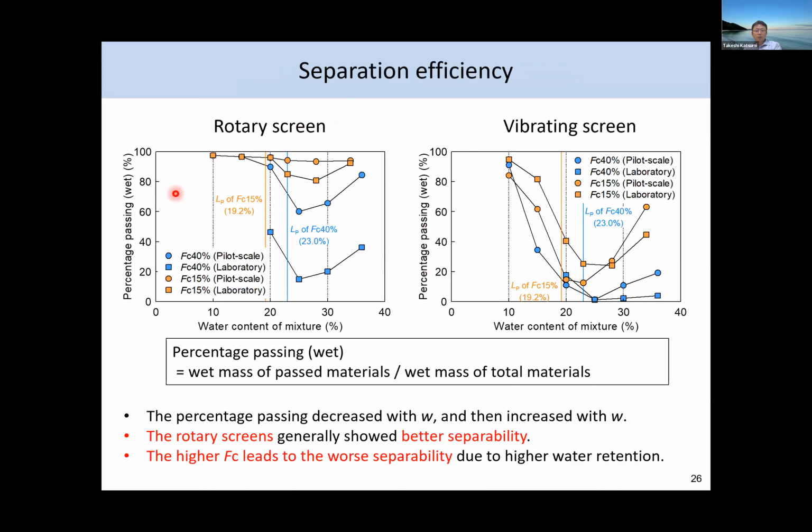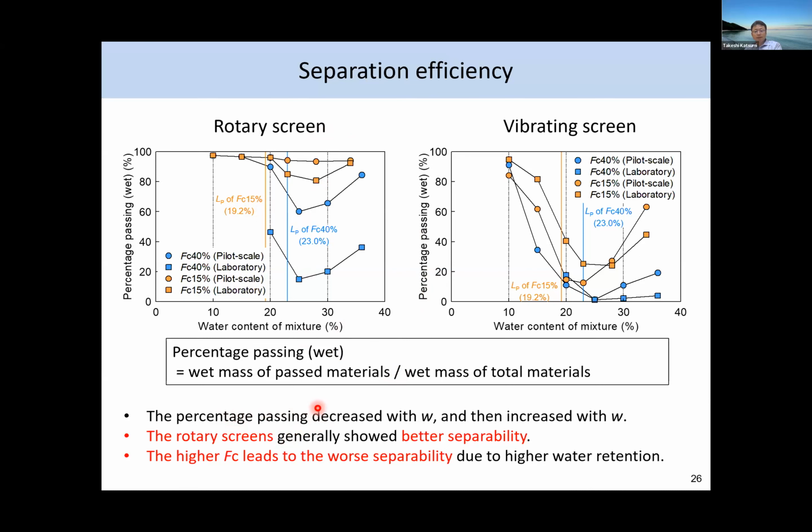So let me introduce some of the results. These are the results of the passing amount through the sieves with different fine contents, in the pilot scale and laboratory tests with different water contents, for the rotary screen as well as the vibrating screen. So we have a very similar tendency for these two different screen types, but rotary screens might show better separability because they collected more passing amount. Because we prepared, I don't remember exactly, but 90% soils in our soil waste mixtures. And we have a similar tendency for these two screens.